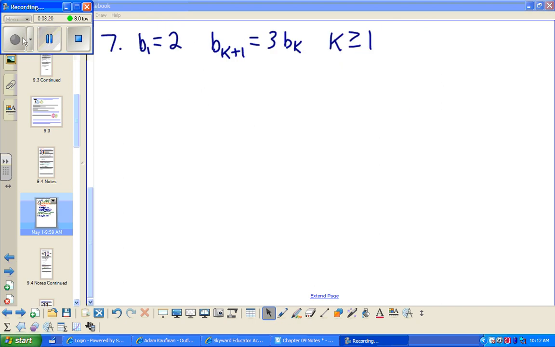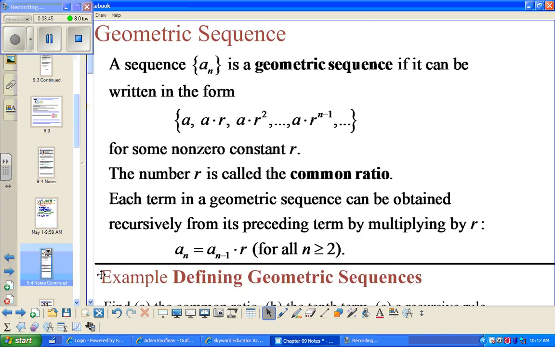Now, in an example like number 7, you're not adding or subtracting from the previous term. Notice we have b sub k plus 1 equals 3 times b sub k. So we're still using the previous term, but now we're not adding or subtracting from it. We, again, know the first term. That's 2, but it's a different situation. This is called a geometric sequence.